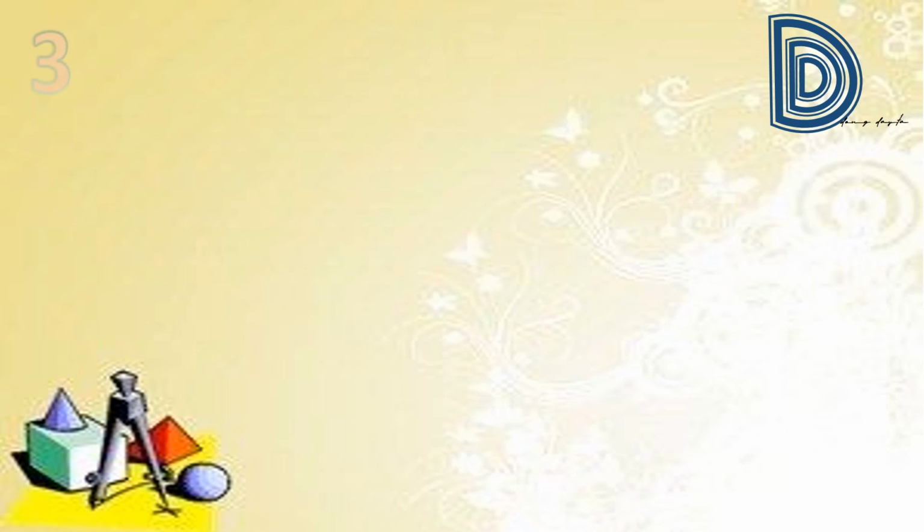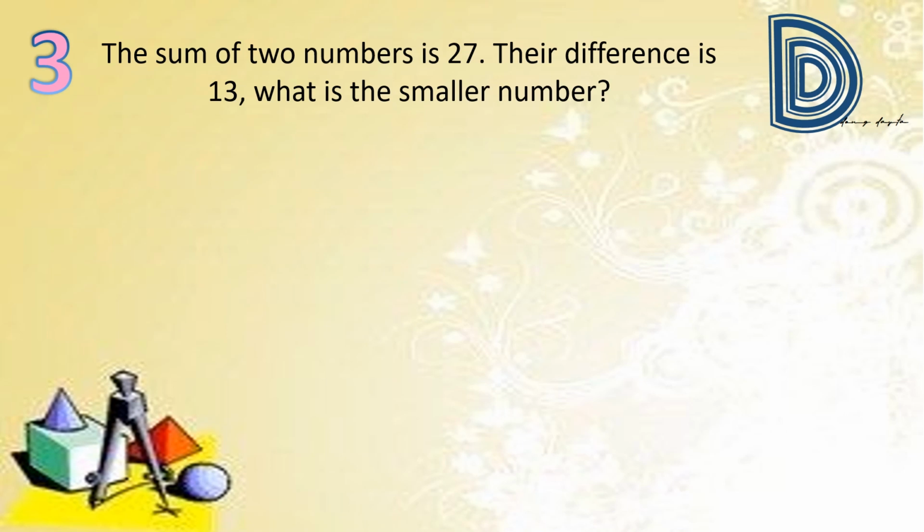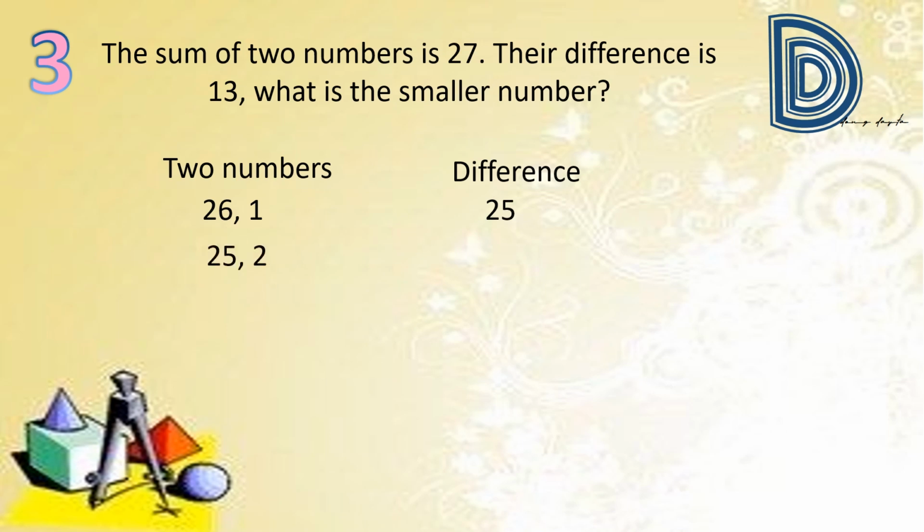Next, let us consider two numbers whose difference is 13 and when they are added, 27. The first pair that we can think of is 26 and 1. Get the difference of this, that's 25. So we get another, that will be 25 and 2, as long as the sum is 27.